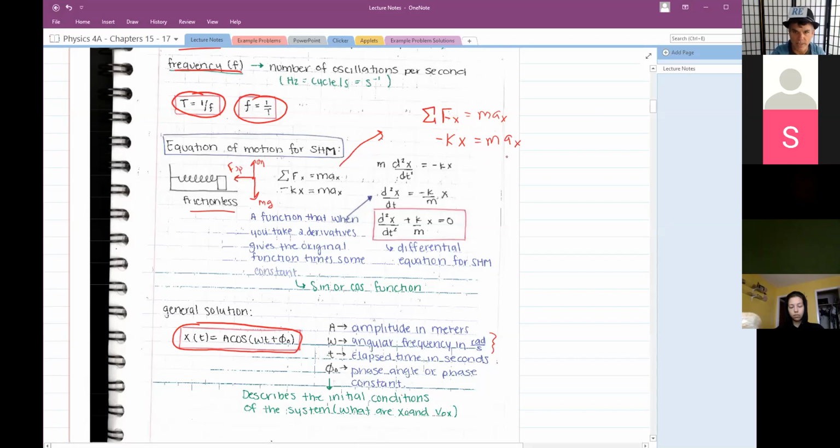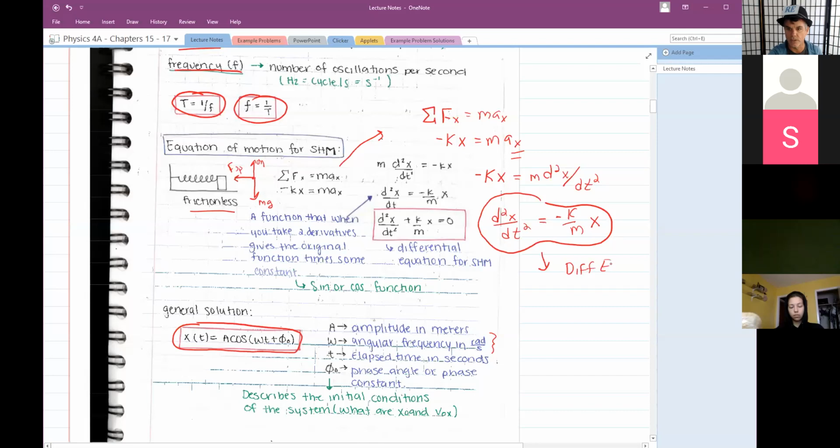Well, I can write acceleration as the second derivative of position with respect to time. So what I get is negative k times x equals m times the second derivative of x with respect to time. And then if I just solve for this second derivative, what I get is the second derivative of x with respect to time is negative k over m times x. This right here is a differential equation, and it's the differential equation for simple harmonic motion.